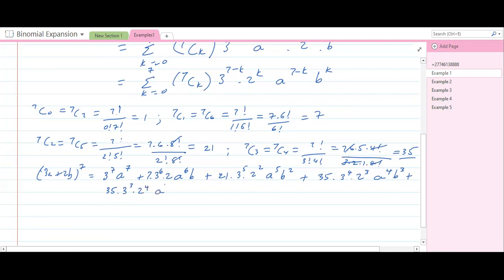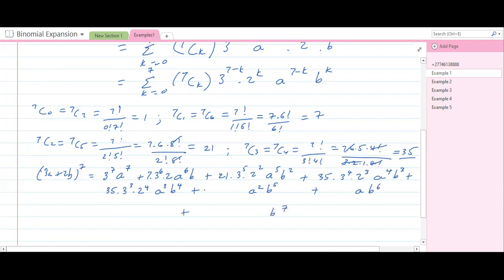We had a to the 4, so we should have a cubed, b to the 4, plus then the next one we should have a squared b to the 5. Then the next one we should have a b to the 6, and the last one should just be b to the 7.